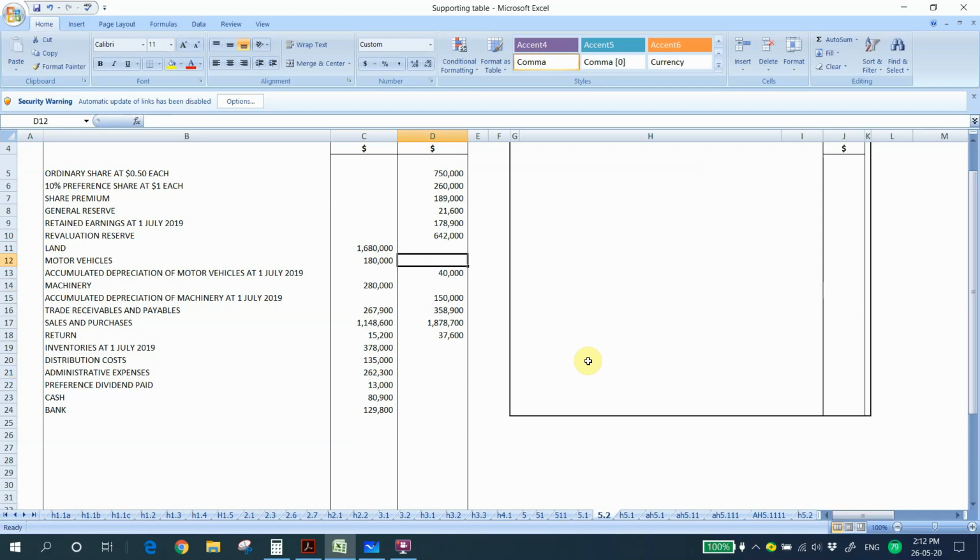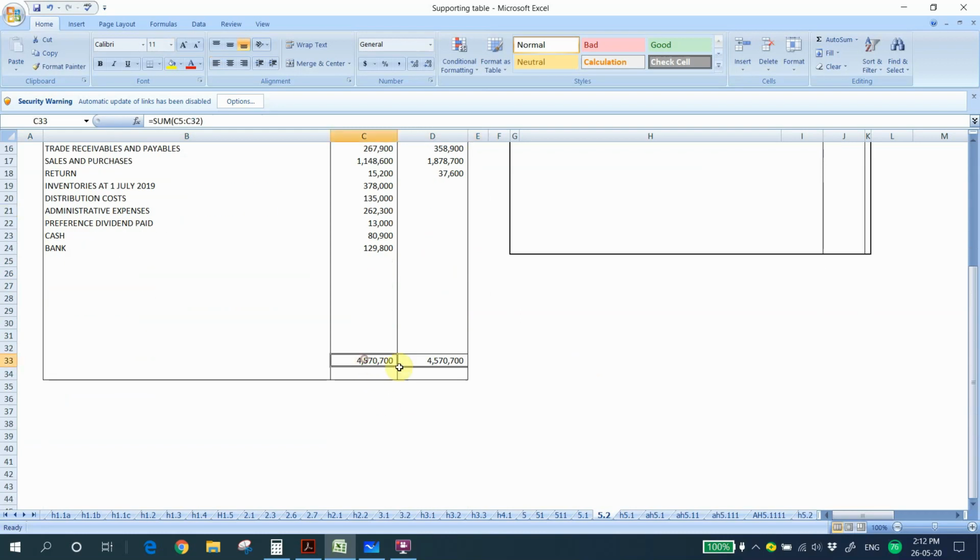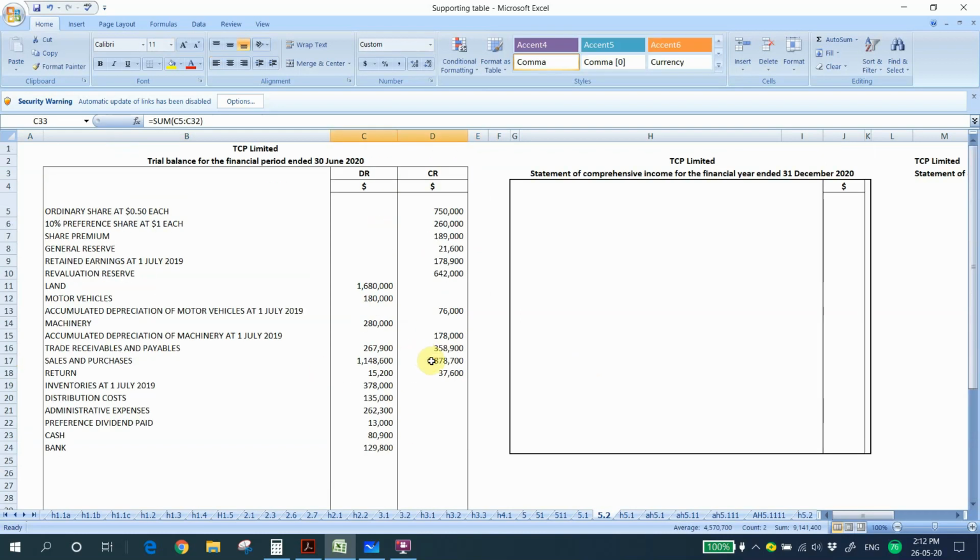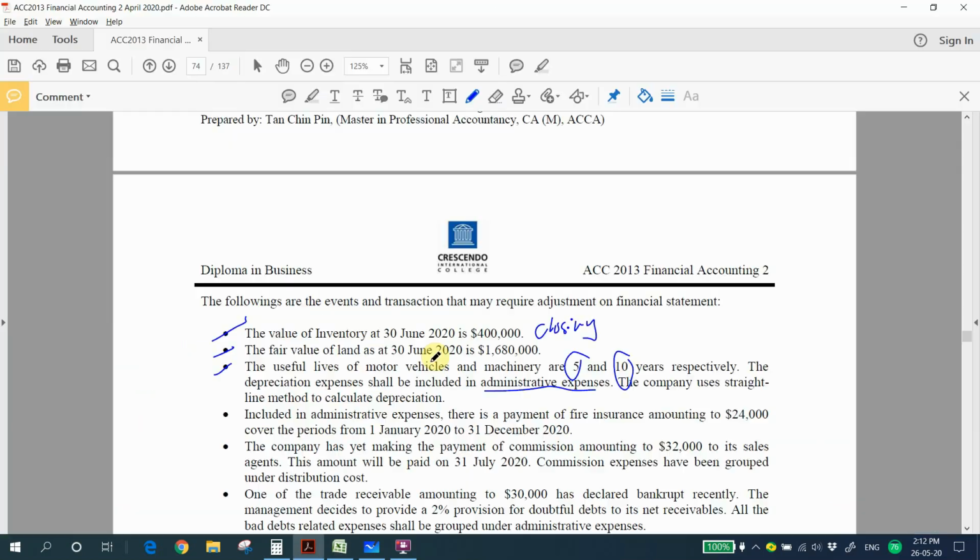And then for the motor vehicles, accumulated depreciation of your motor vehicles, we add 36,000. For the accumulated depreciation of machinery, we add another 28,000. So you can see that by doing the adjustment, your trial balance is still matched. Next, we look at the number 4 adjustment.